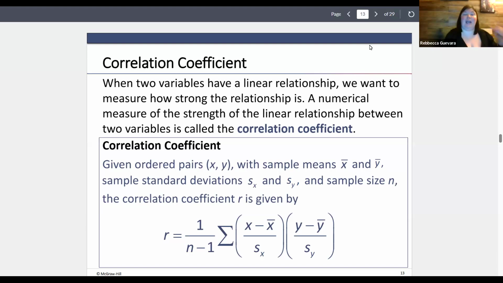So when two variables have a linear relationship, we want to measure how strong that relationship is. A numerical measure of the strength of a linear relationship between two variables is called a correlation coefficient. And I would like to be nitpicky here and say it's actually a linear correlation coefficient.